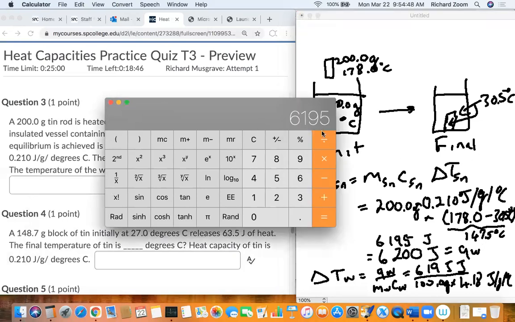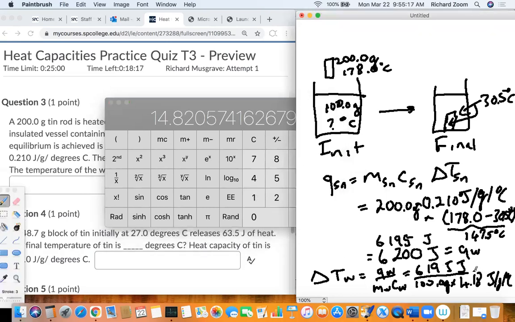Now the answer there: 6195 divided by 100 divided by 4.18. So what I've done there is I've just divided by anything that's on the bottom. Okay, so that comes out to be 14.8 degrees.